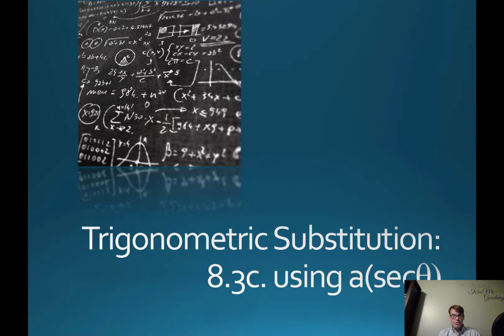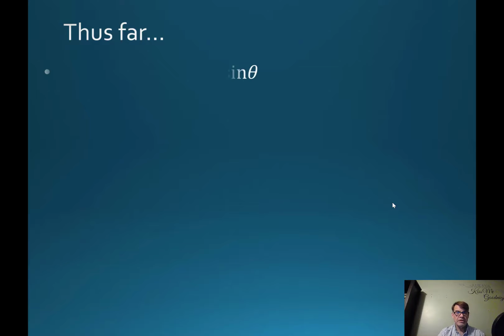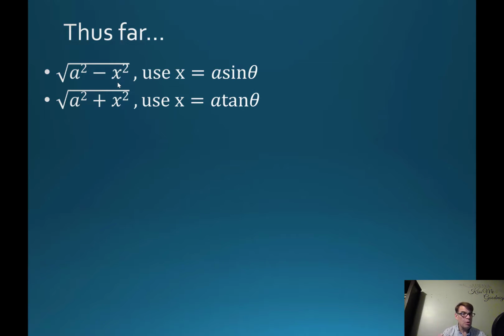Hi, this is the third video I've done on trigonometric substitution for integral calculus. We've already done substituting a sine of theta and substituting a tangent of theta, just to remind ourselves. When you're integrating something that has something in the square root that you can put in the form of a squared minus x squared, strangely enough, you can substitute in a sine of theta for x and work it out. Similarly, when you have something in the form of the square root of a squared plus x squared, if you substitute a tangent of theta for x, you can often work it out.